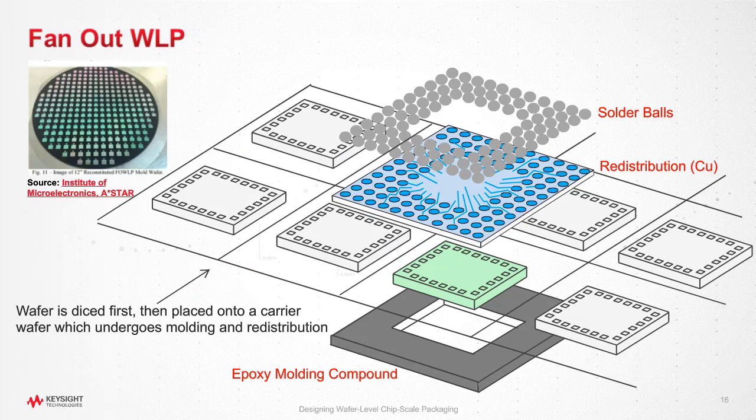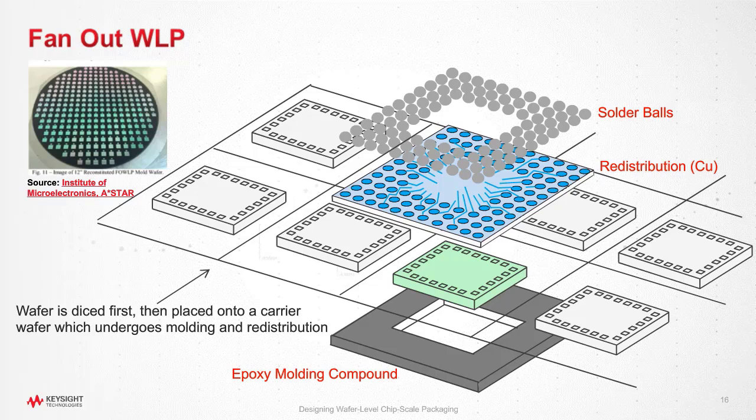Now let's talk about fan-out wafer level packaging. On fan-out wafer level packaging, it's a little bit different. First, the wafer gets diced, and then it gets placed onto a carrier wafer. And this undergoes molding and redistribution. So essentially, we're able to spread the chips out a little bit more, and then we can put some mold compound around the outside of it and apply more redistribution technology, a bigger redistribution, really, and more solder balls, so we can make the package size a little bit bigger than the chip. So the key difference here is that if you look at a wafer level package and you see that it's bigger than the chip that it's on, I'll show you one example from Keysight later, you can tell that it's a fan-out wafer level package.